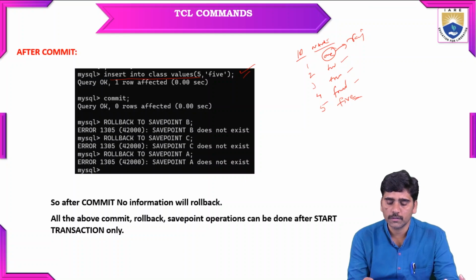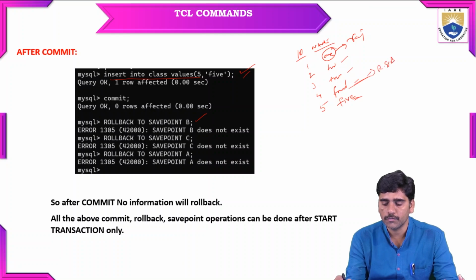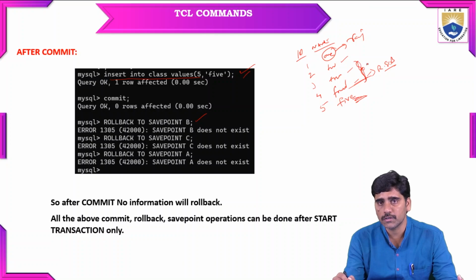So after the commit operation, if you want to roll back to save point B, which I created earlier, it will not roll back, because after committing, all the previous data which was saved temporarily will be stored permanently. So at the moment we cannot roll back the data because it is saved permanently in the database.